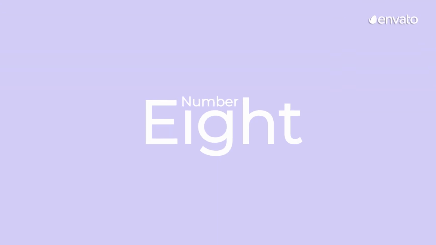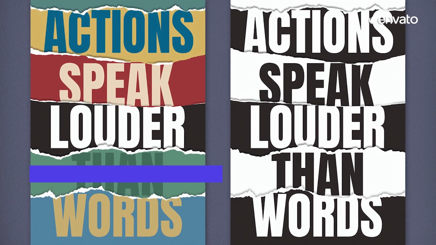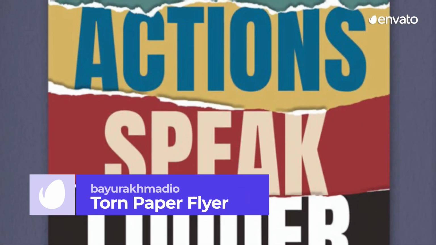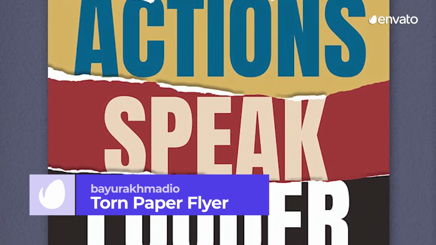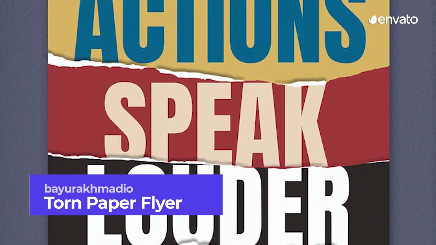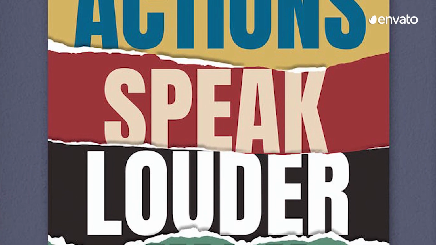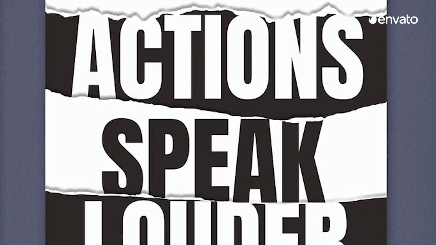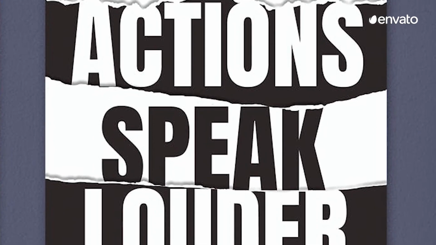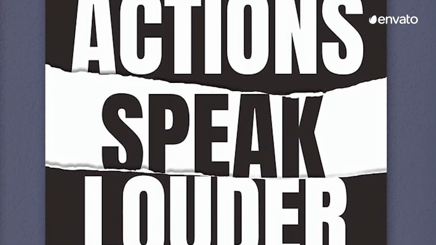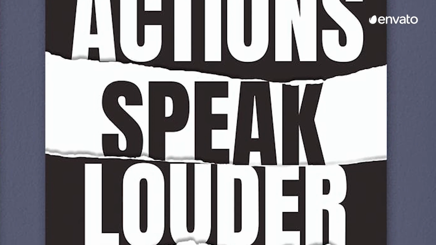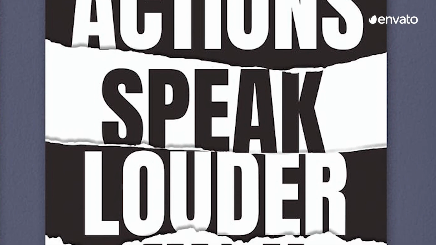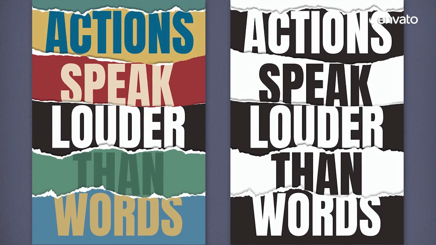Number 8. Make your message the focus with this template. Designed to emulate a torn paper flyer, it's perfect for quotes, slogans, and messages of social change. The Photoshop files are designed in A4, feature a high DPI, and are ready to be printed. Easily change the colors, backgrounds, and graphics, and send it to the printers.